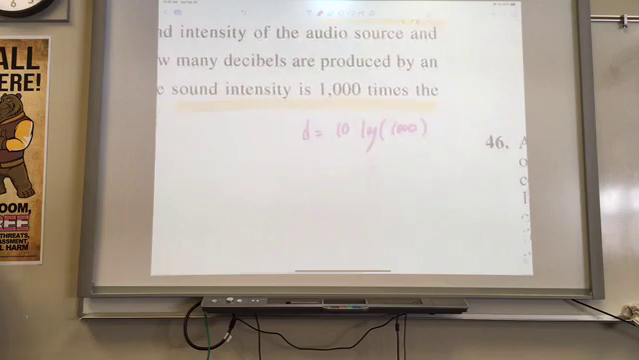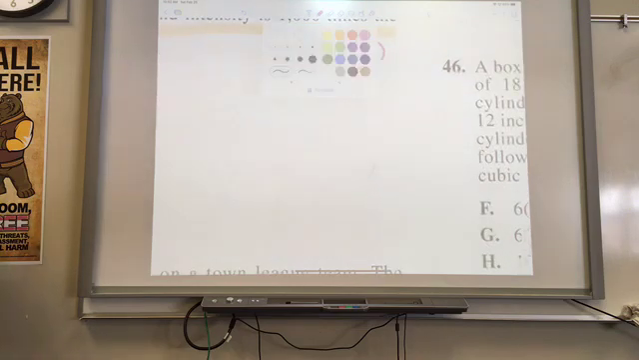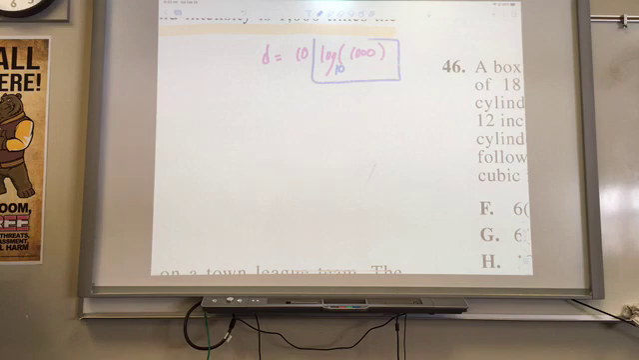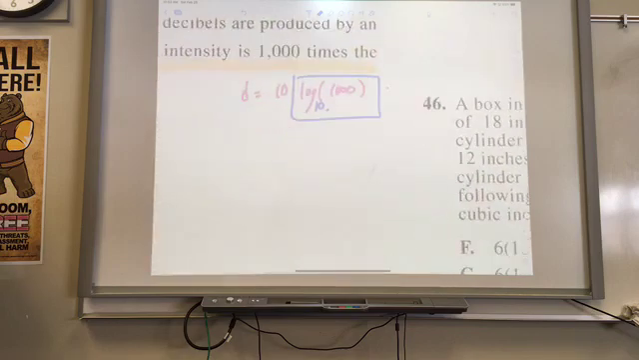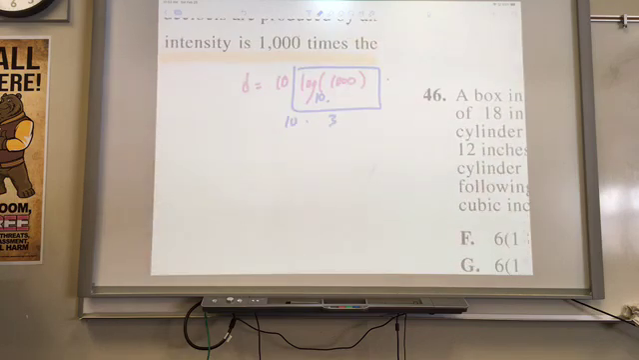Okay, so how do you do this in your head? Remember that if there's no base, it's log base 10. We're talking about logs right now in Honors Math 3. So just this part, 10 to the what is 1,000? 10 to the what is 1,000? 3. 10 times 3 is 30.